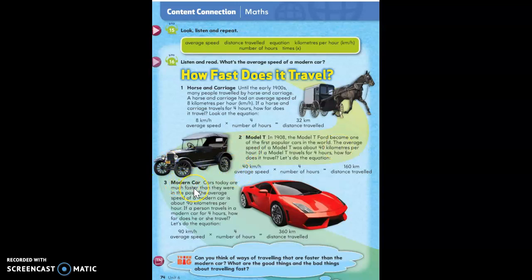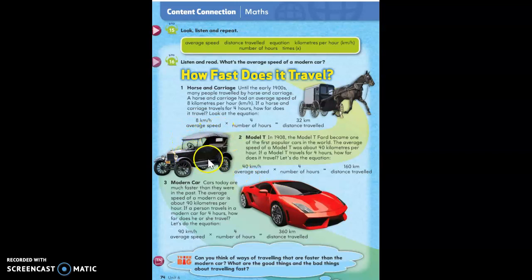Modern car. Modern cars today are much faster than they were in the past. The average speed of a modern car is about 90 kilometres per hour. If a person travels in a modern car for 4 hours, how far does he or she travel? Let's do the equation. 90 kilometres per hour times 4, the number of hours, makes 360 kilometres. So this car could travel to Genova and back again, if there's no traffic, in 4 hours.